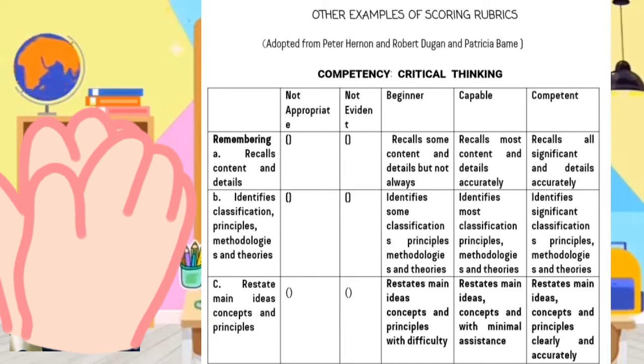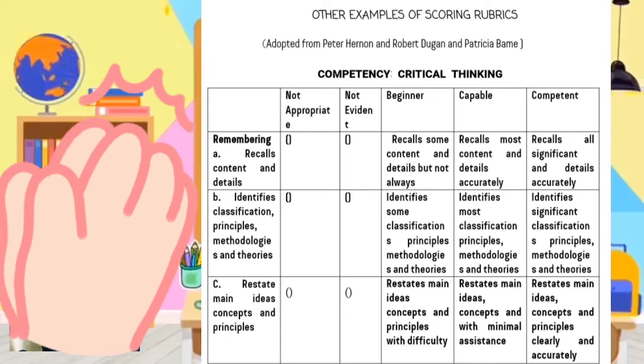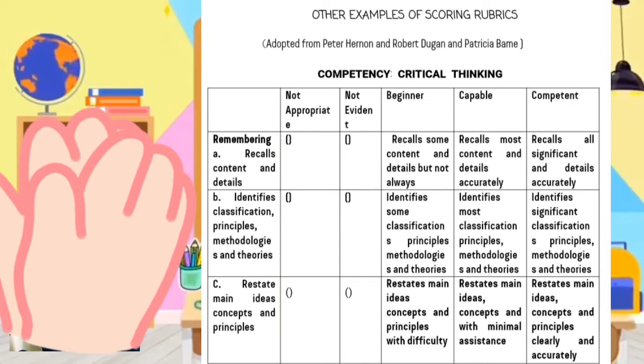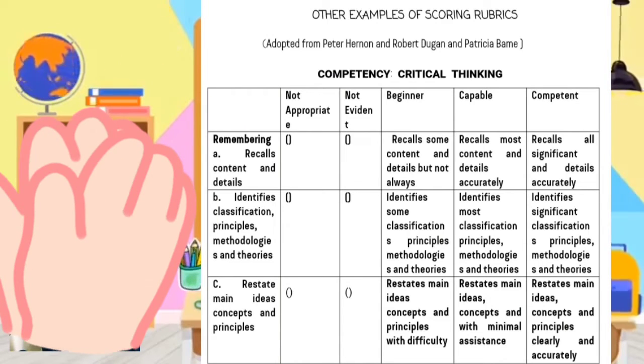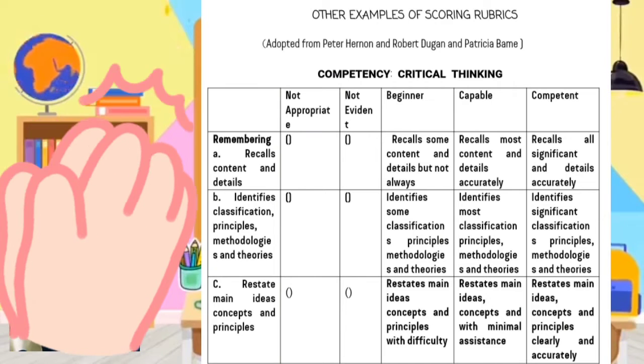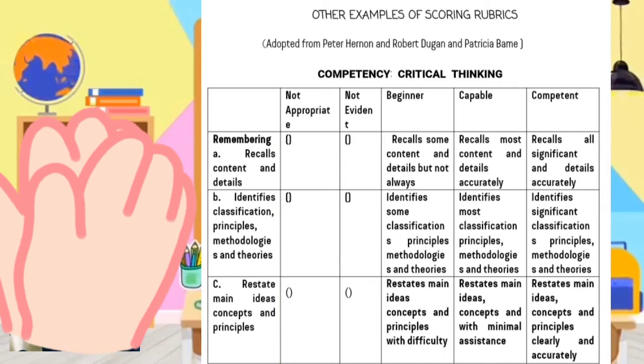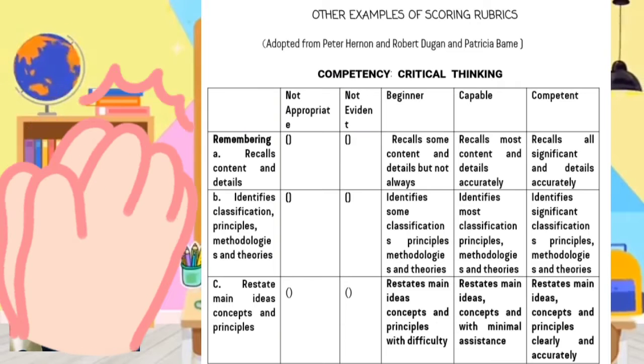Next is identifies classifications, principles, methodologies, and theories. So, identifies some classifications, principles, methodologies, and theories. Identifies most classifications, principles, methodologies, and theories. Identifies significant classifications, principles, methodologies, and theories. Next is restates main ideas, concepts, and principles. So restates main ideas, concepts, and principles with difficulty, and restates main ideas, concepts, and principles with minimal assistance. And restates main ideas, concepts, and principles clearly and accurately.